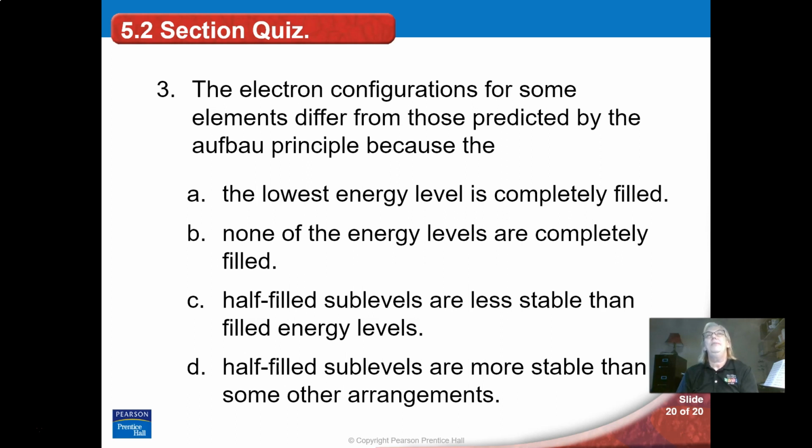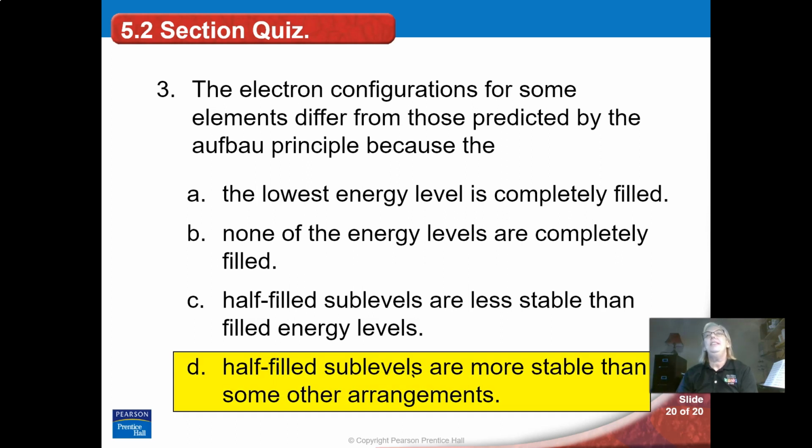Last one. Why would some elements violate the rules? Some of this arrangement, the way it's got half filled, is more stable than some other things. So there are some exceptions to the rule, and I'll try not to ask very many questions about those ones. But just so you know, there are some elements that still don't follow the rules.